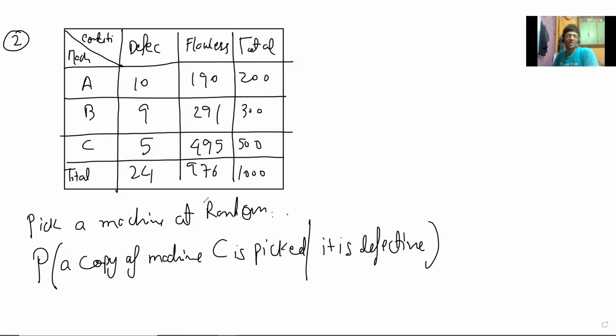So again, the problem that is happening is that everything is here in the table, right? One minute. So there are five. But it is given that it is defective, so 24 is the total. And then five are from C. So basically from the table, we are able to infer this, right?